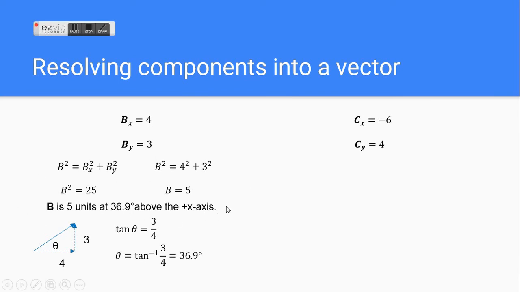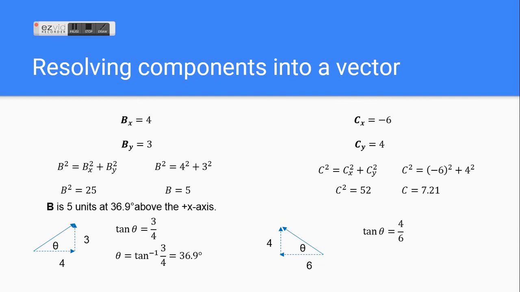We can do the same thing for vector C. Vector C squared is equal to negative 6 squared plus 4 squared. So C squared is equal to 52, so C is about 7.21. If I draw this thing out, we can solve for theta. Tangent of theta is equal to 4 over 6, opposite over adjacent. Theta is equal to 33.7 degrees, and we would say that that is 33.7 degrees above the negative x-axis.